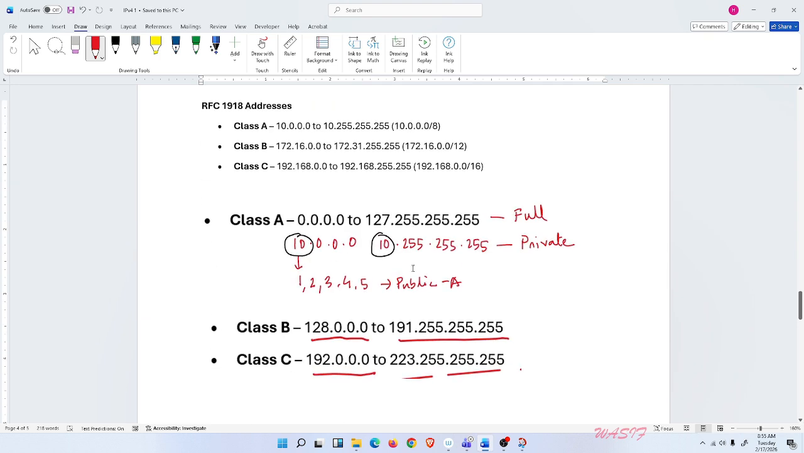So if you look here, 128 to 191. But if you look here, it is 172. It starts with 172 and it also ends with 172, okay. But here you have a range, right? So any number in this block of IP addresses that matches this is a private IP address. Private for whom? Private for class B.